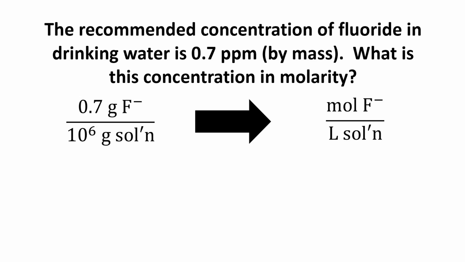So again, we'll do the same approach we did in the last problem. Look at the numerator. They both refer to the fluoride ion. We start with grams, and we want to end with moles. So we need to think about how we can convert between grams and moles. In the denominator, we need to get from grams of the solution into liters of the solution. So here, think about the conversion factors you're going to need in order to make that change from a mass into a particular volume unit.